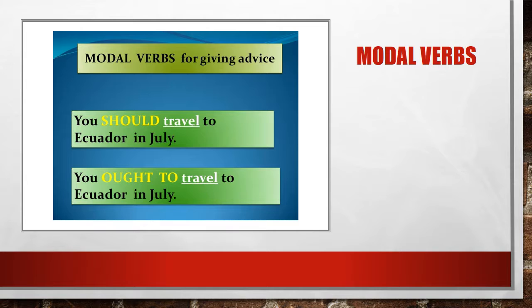In this case, you would say you should travel to Ecuador in July, or you ought to travel to Ecuador in July. Now, notice how the word should does not require anything else. It's just should, and the verb is normal. Whereas the word ought requires the particle to. All right, so that's important to remember. And that's it. You can use that structure for any person, for you, for he, for they.